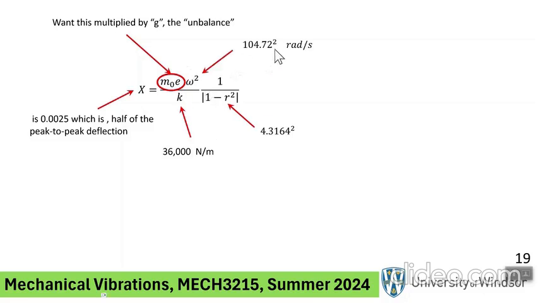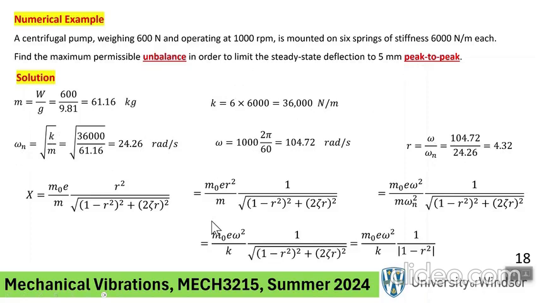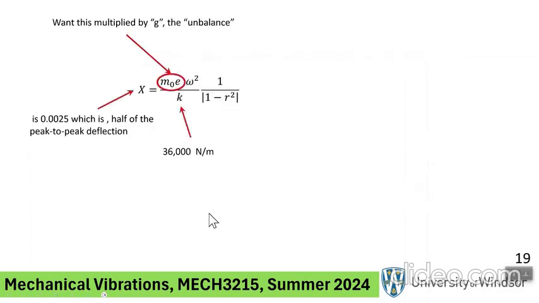And omega squared, that's the operating speed, which was 1000 RPM, okay? Now, R was already calculated here, because we know the weight. There is the weight. We find the mass, 6 times the spring stiffness. We find omega n, and therefore we have R because we have omega. All right, so let's go plug it in.